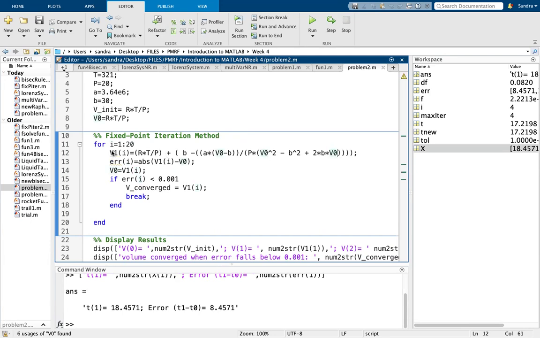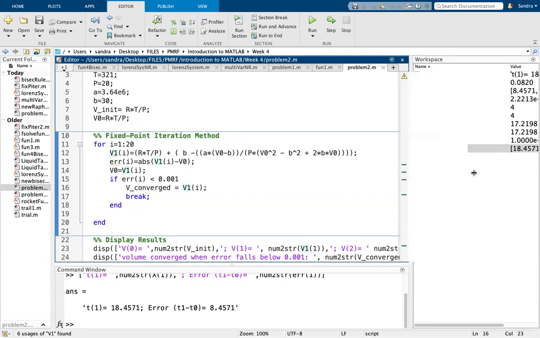V0 will be here, and we get the new V1 value. Error is nothing but the absolute difference between V1 and V0. Then you replace the old value by the new value. Now, if the error goes below 0.01, we stop and say that the converged value of V is V1I. This is just for the sake of printing. Then I break the loop.